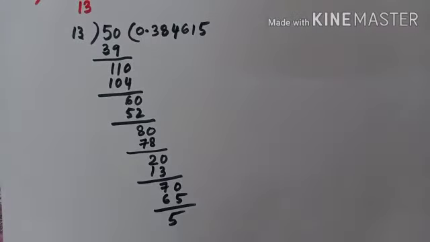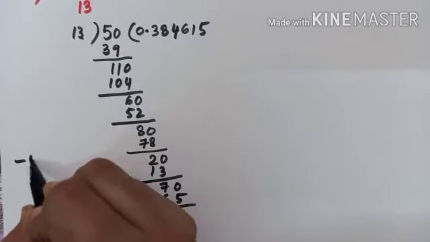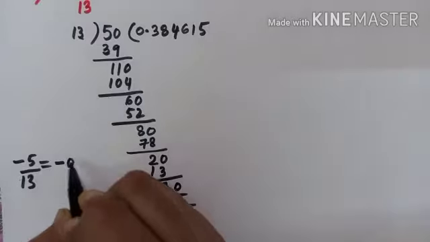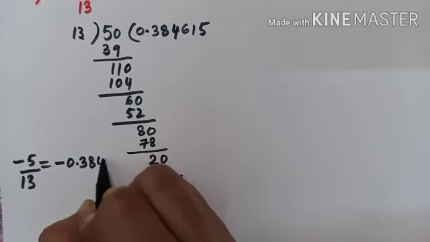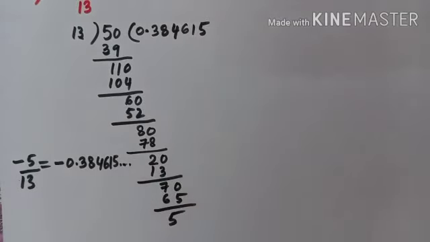Okay, it's not repeating here. The remainder is not becoming 0, and it's not ending. So this type of decimal is non-terminating, we can say. So here we can just stop. Minus 5 by 13, decimal representation is minus 0.384615 and so on. Okay, that's it. That is the number of steps you have done.